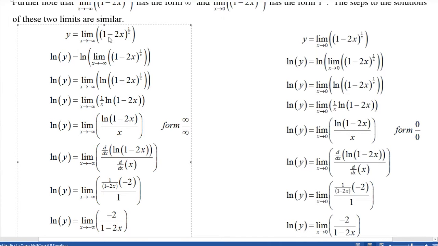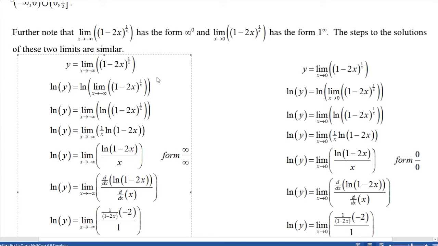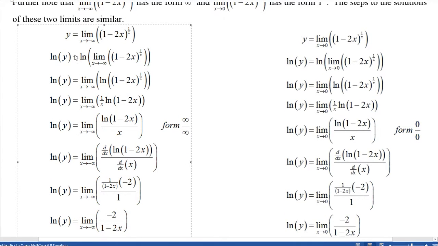As we go to negative infinity, we have the form, let's see, negative 2 times negative infinity is positive infinity plus 1 is infinity. 1 over negative infinity is 0, so this is infinity to the 0. That's a form that we need to work with using this technique. So take the logarithm of both sides, switch places with the log and the limit here, bring the power out front. That's the basic technique.